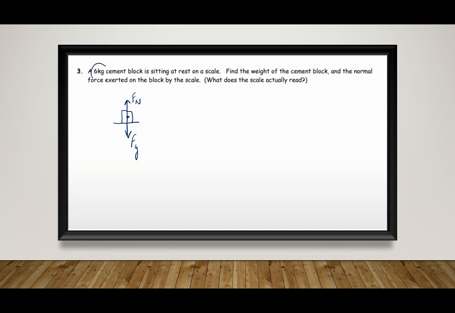Okay, so we have a 6 kilogram block sitting at rest. Well, because it's sitting at rest, the sum of the forces is equal to 0. But we can also look at another identification of the sum of forces. The sum of forces takes our normal force and our gravitational force.